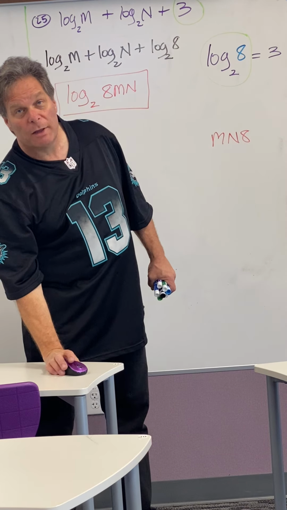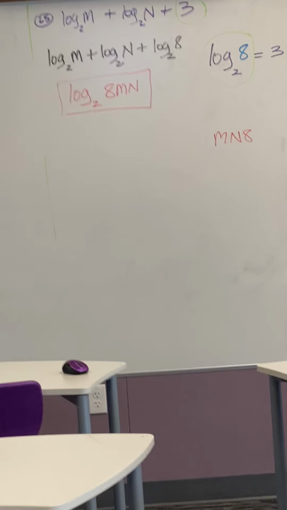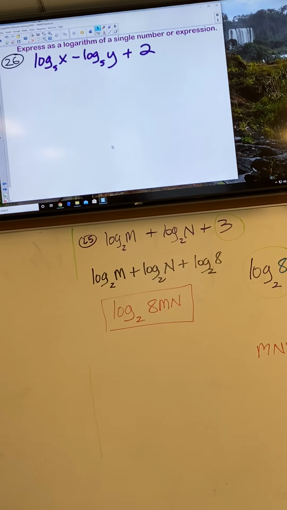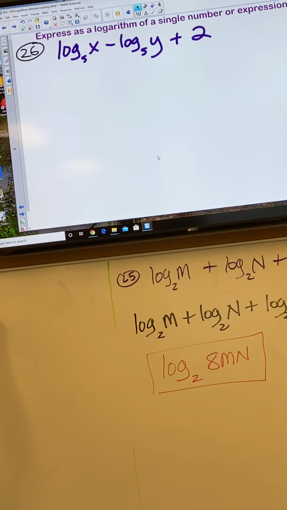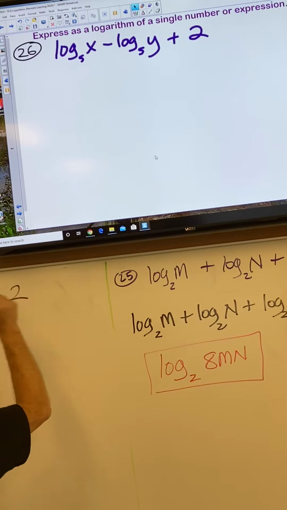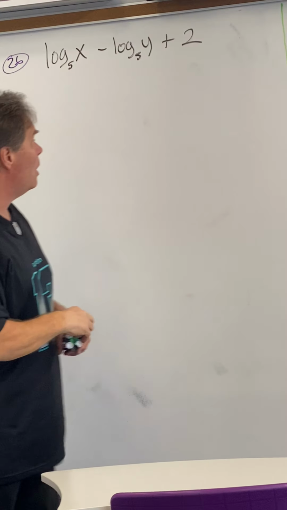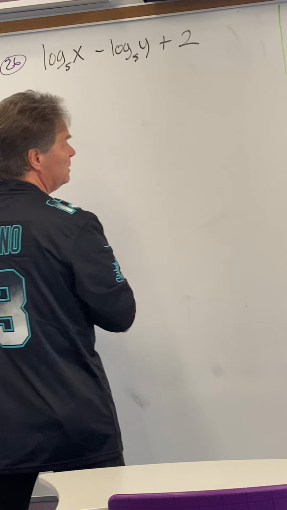Okay, this one right here, number 26. That was number 25, right? 26 says it's a similar kind of problem. Log base 5 of x minus log base 5 of y plus 2. So look, the plus 2 hanging out there is what's going to mess us up, just like the 3 messed us up over there. So we need to write 2 as log base 5 of something.